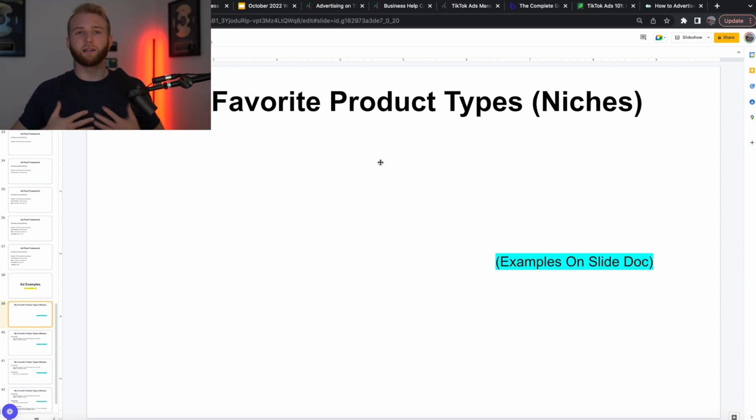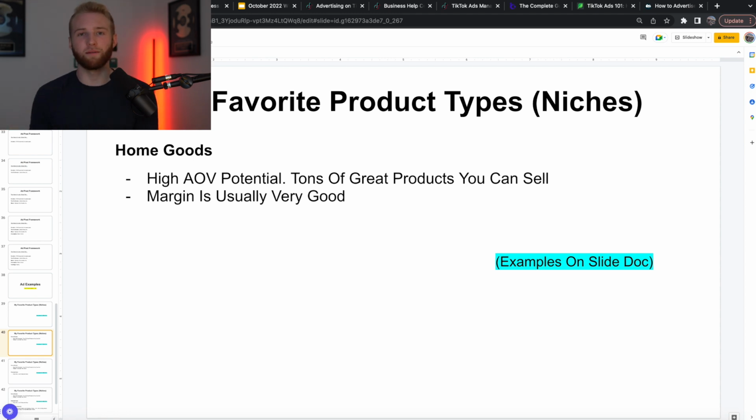So my favorite product types, as promised, you guys, as promised. The favorite niches that I sell in. I don't have to sell in these, but these are the favorite, okay? Number 1, home goods. I've really become a fan of home goods, especially with TikTok. People want to make their house look cool. You see the light in the background? That's easy to make an ad for.